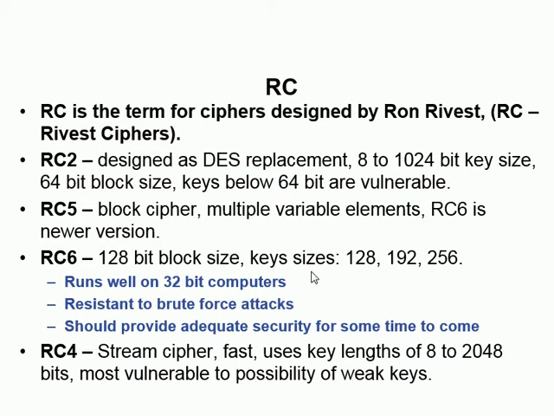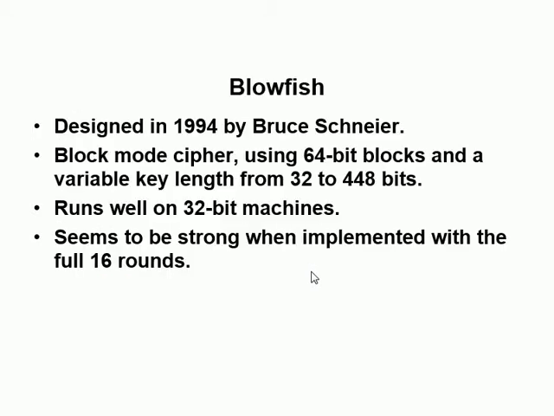RC on the other hand is a little bit more common. It was designed as a DES replacement, obviously prior to triple DES. It has 128-bit block sizes, and the keys can be 128, 192, or 256, very similar to AES. And then there's RC4, which is a stream cipher, which uses key lengths of 8 to 2048. Again, not as common as the other algorithms.